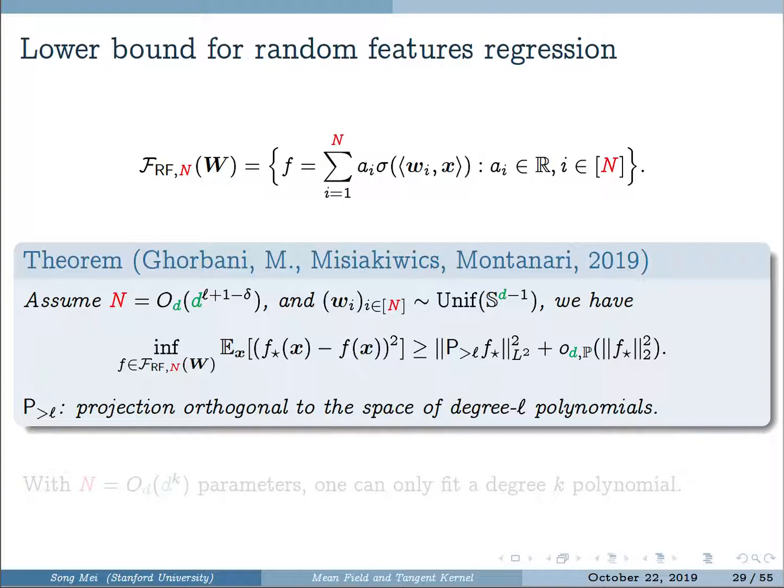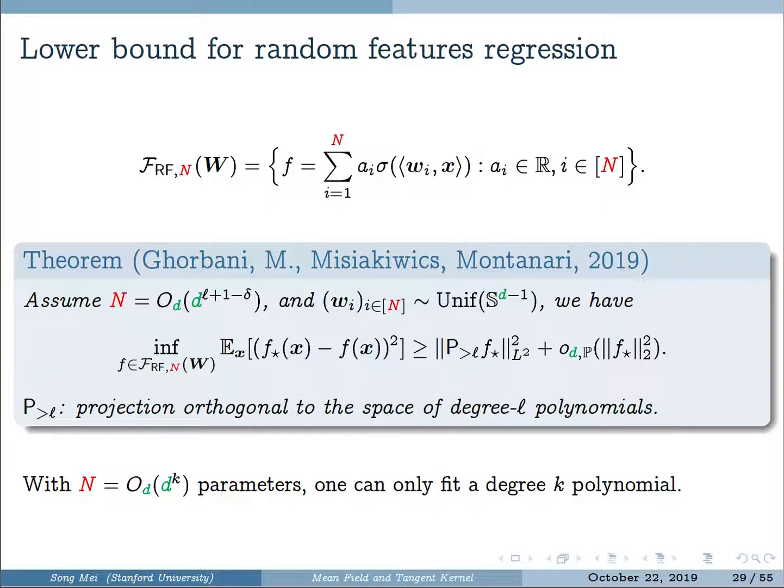Then if we consider the approximation error using this random feature function class with n neurons, this approximation error is lower bounded by the norm square of the projection of the ground truth function onto high degree polynomials. This P_{>L} is a projection operator orthogonal to the space of degree L polynomials. So this result means that with N equals d to the k, if the number of parameters is d to the k, we can only fit a degree k polynomial.